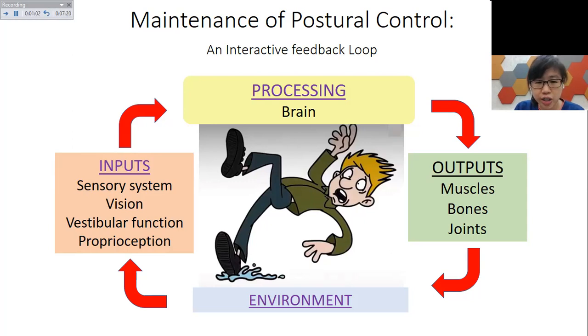Of course, maintenance of adequate blood perfusion of the organs that contribute to optimal function of these sensory and musculoskeletal systems during postural change is just as important. This interactive feedback loop must have failed at some level for falls to occur. So let's now look at the causes of falls.